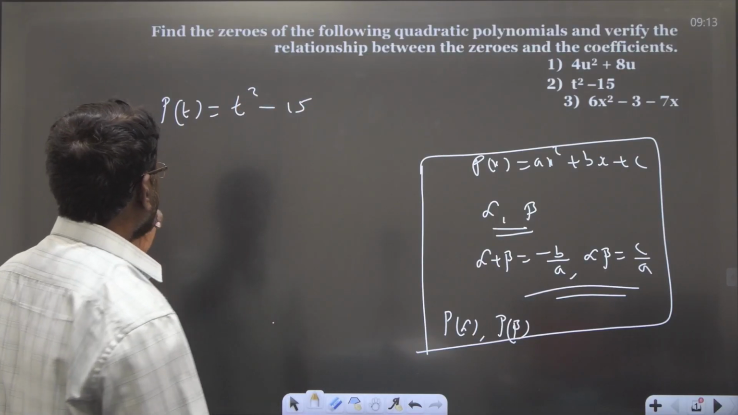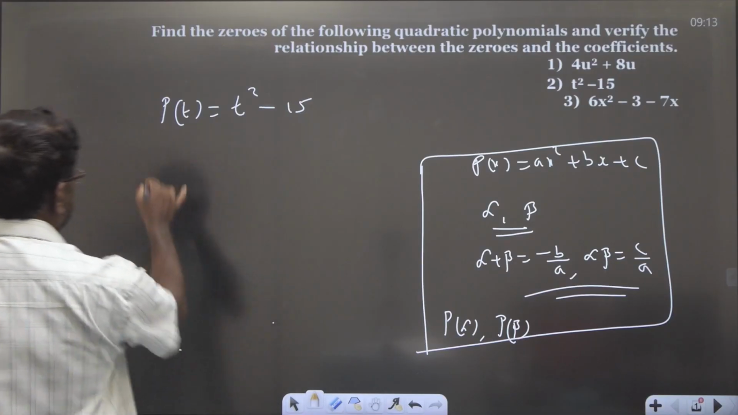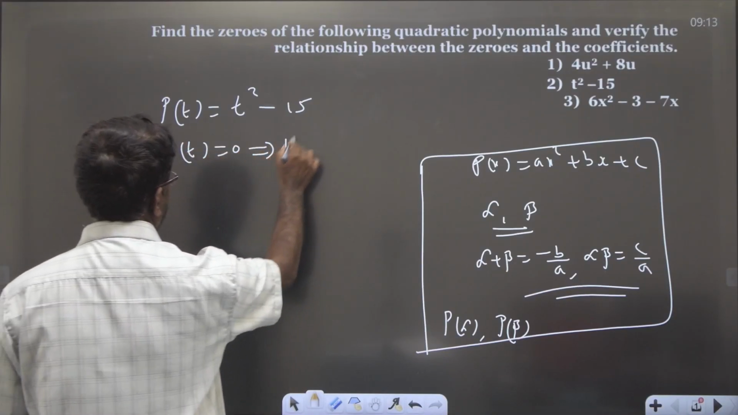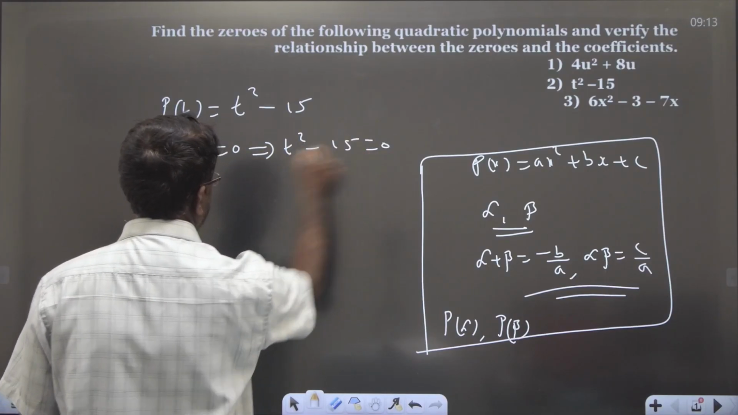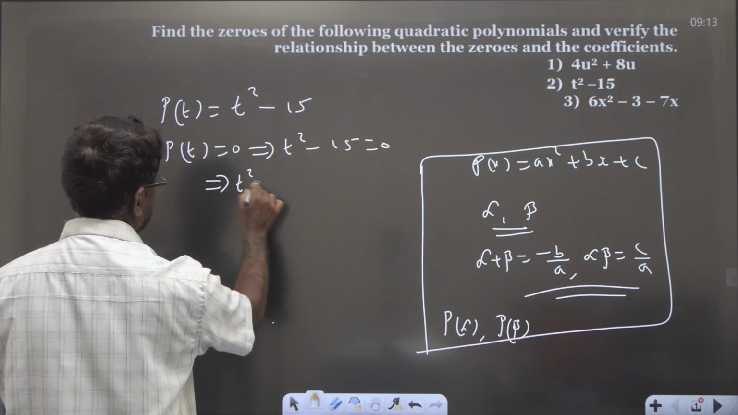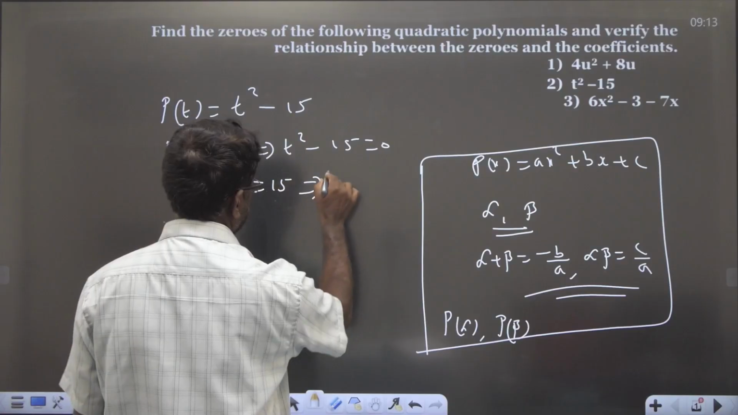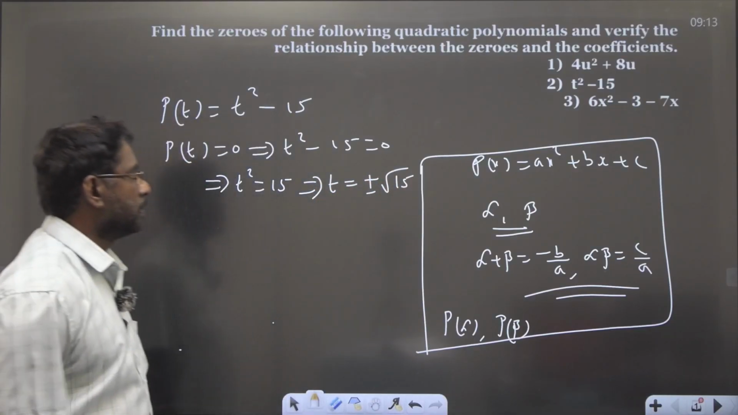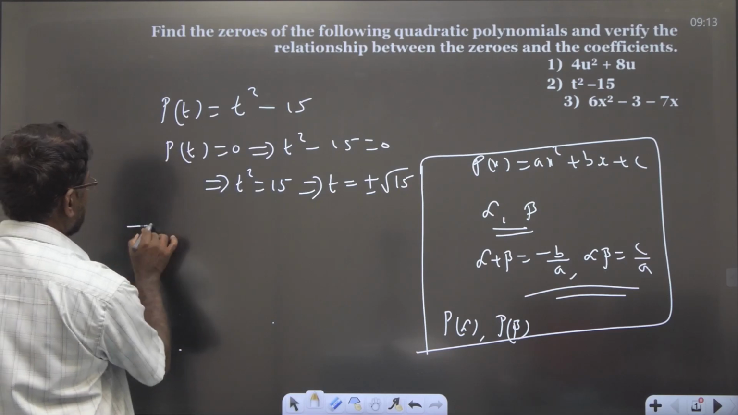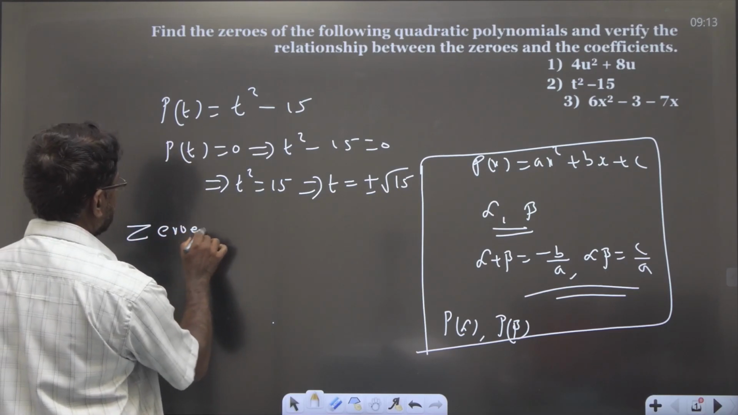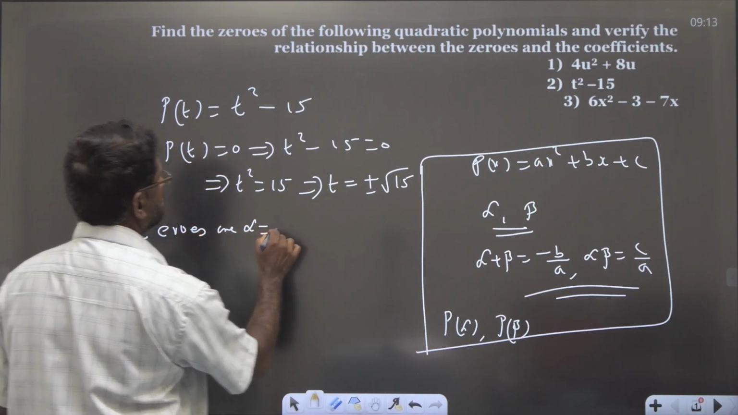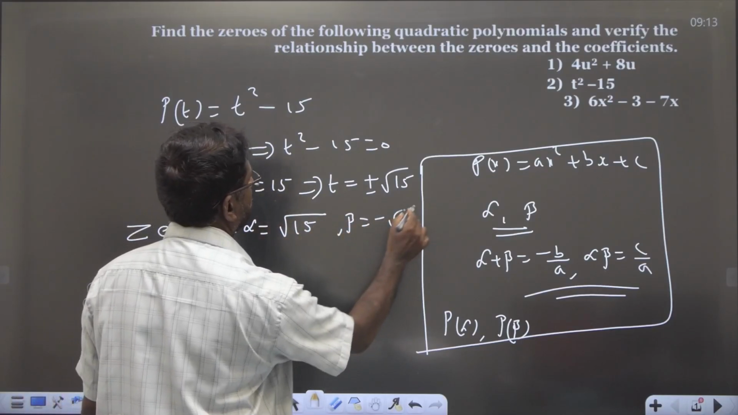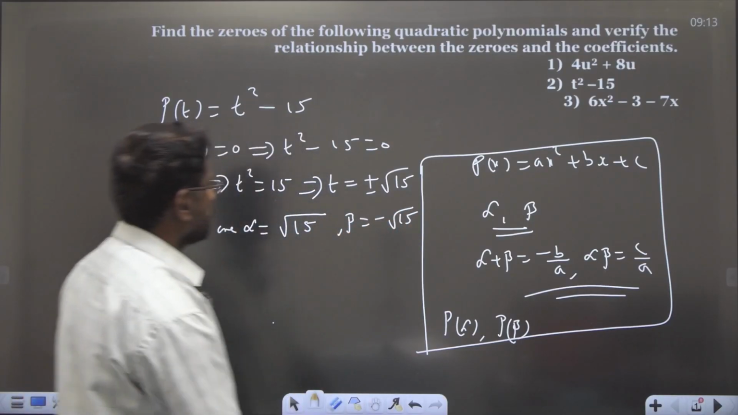How can we find the zeros? You just take P of t equal to 0. This implies t square minus 15 equal to 0. This implies t square equal to 15. This implies t is equal to plus or minus root 15. So the zeros are alpha equal to root 15 and beta equal to minus root 15.